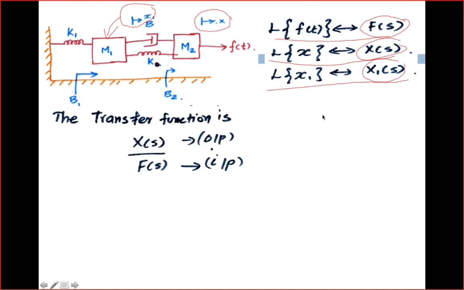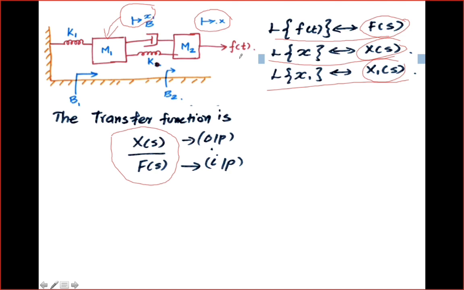So, our job is to find X of s divided by F of s. This is the result we have to find. That is the result of this particular question. So, in this problem, we have been asked to determine the transfer function of the given mechanical system shown at the top of this slide.